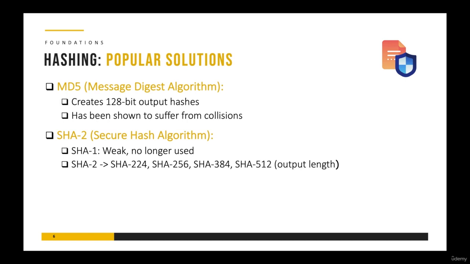We also have SHA-2, the secure hash algorithm. Now, SHA-1 is known to be weak and is no longer used. However, for SHA-2, we have different outputs available. We have SHA-224, 256, 384, and 512. These numbers represent the size of the hashed output.